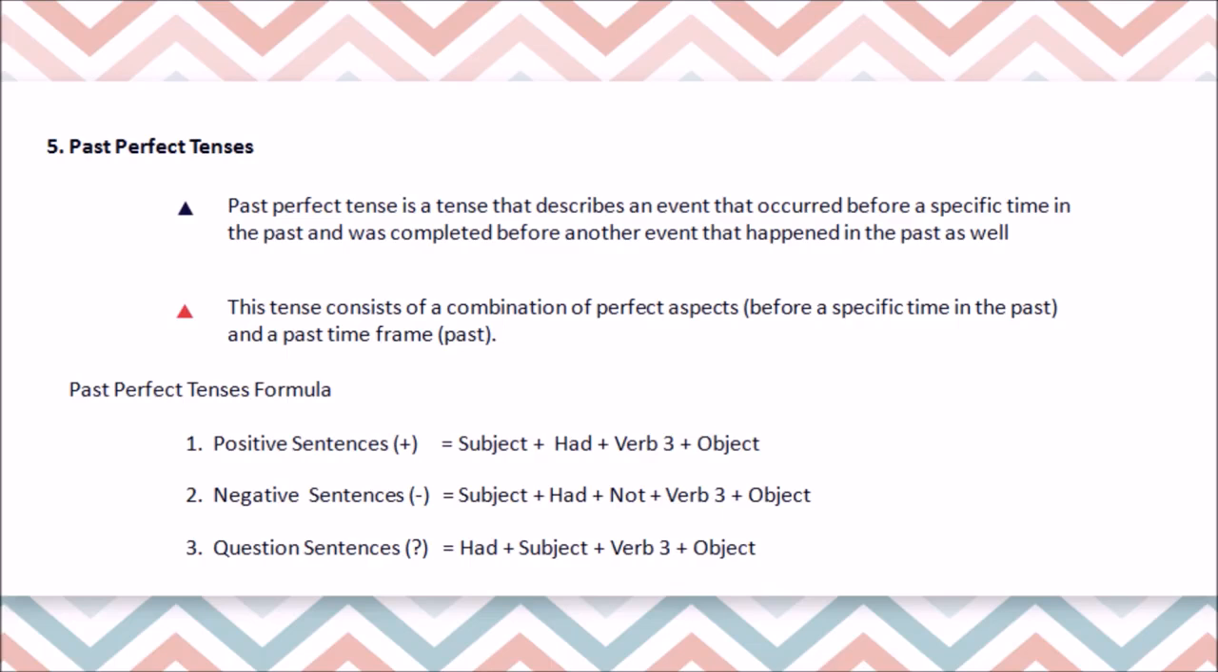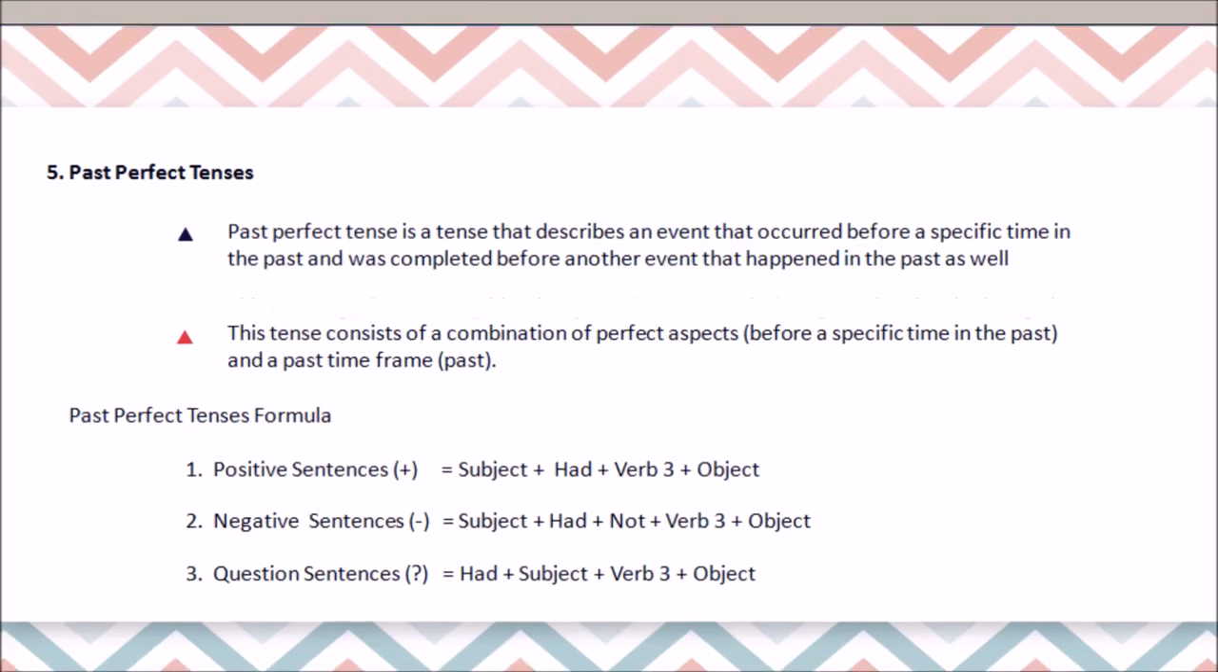Past perfect tense formula. Positive sentence: subject plus had plus verb 3 plus object. Negative sentence: subject plus had plus not plus verb 3 plus object. Question sentence: had plus subject plus verb 3 plus object.